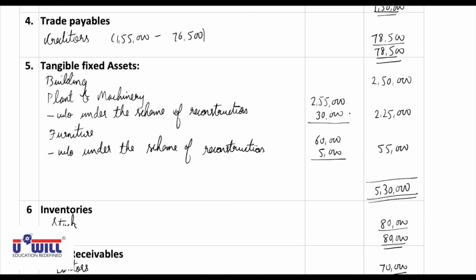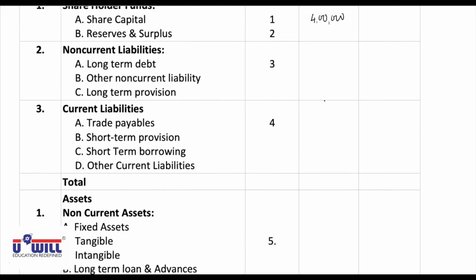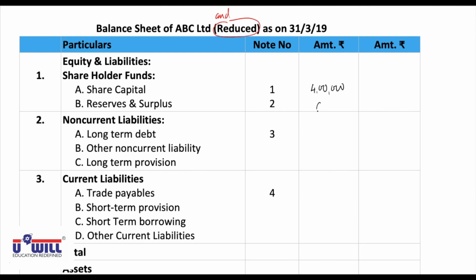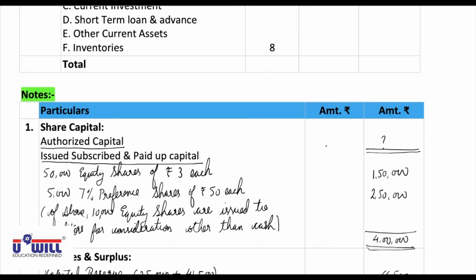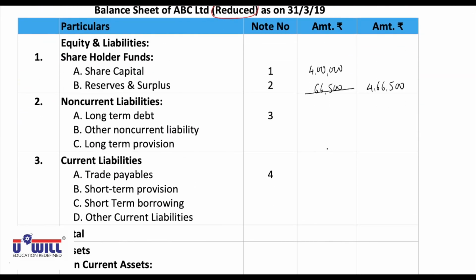Reserves and surplus from note 2 we get what amount? 66,500. So 4,66,500 is shareholders' funds. Then long term debt from note 3, what amount do we get? 1,50,000. No other non current liabilities and long term payables, so the outer column is 1,50,000.